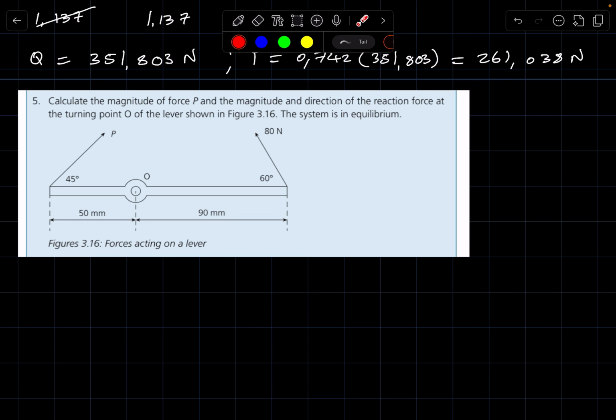We've been told that the system is in equilibrium, meaning that the sum of forces in the x direction is equal to 0, and the sum of forces in the y direction is equal to 0. Also, you are able to use moments, because this here is a lever system. Lever systems we are able to take essentially as beams. You can look at this as a beam which is supported at point O, and having forces applied on this end and on this end.